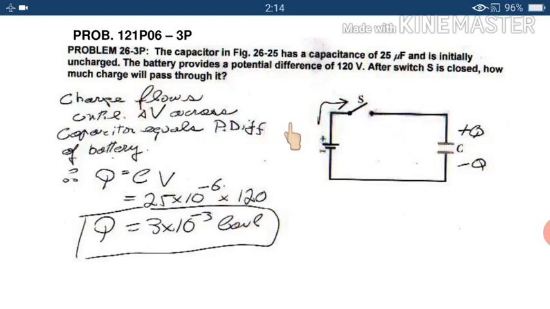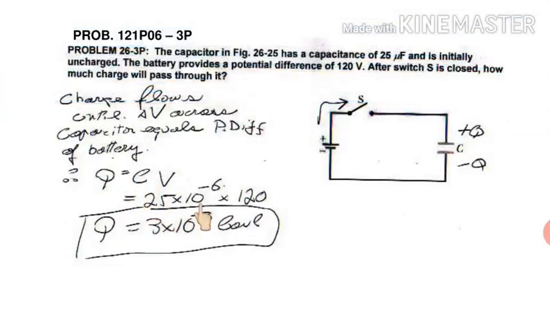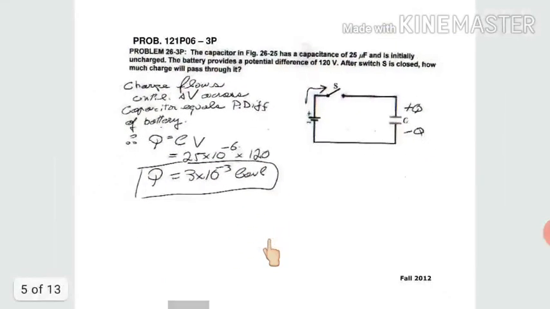So simply we have to calculate Q. Now we know this relation, Q is equal to CV. C is given to us and V is also given to us, so we can easily calculate Q. In place of C we will write 25 into 10 to the power minus 6, and in place of V we will write 120. When we solve it, the final answer will be Q is equal to 3 into 10 to the power minus 3 coulomb. So that was an easy question. I think it is clear.